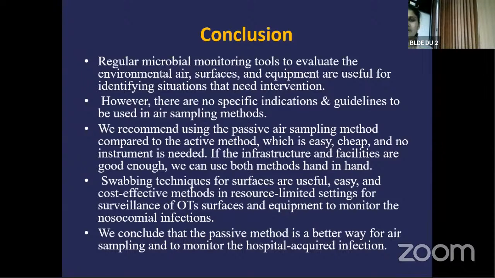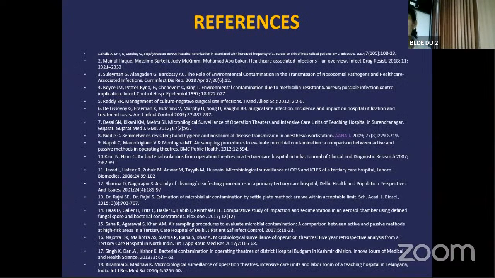Swabbing techniques for surfaces are useful, easy and cost-effective methods in resource-limited settings for surveillance of OT surfaces and equipment to monitor nosocomial infection. So we conclude that the passive method is a better way of air sampling and of monitoring hospital-acquired infection compared to the active method. So these are my references.